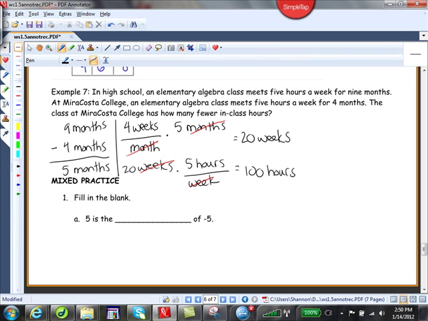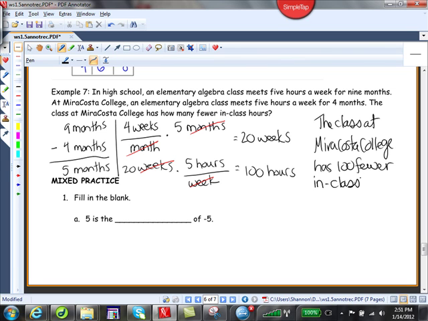So this is sort of a study skills, right? So the class at MiraCosta College has 100 fewer in-class hours. That's our answer. But just think about that.